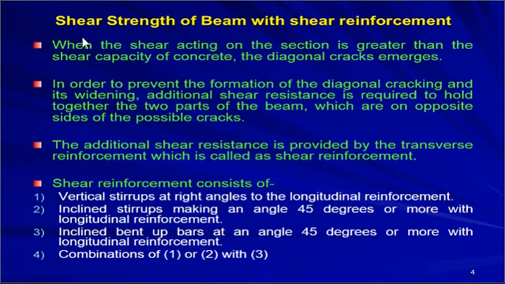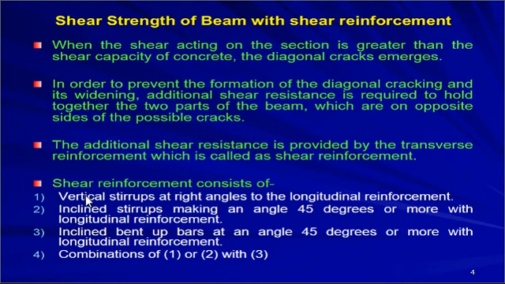Well, so when the shear acting on the section is greater than the shear capacity of the concrete, the diagonal crack emerges. We saw this. In order to prevent the formation of diagonal cracking and its widening, in addition to the earlier three components, that is VC, VA and VD, we need additional resistance, which is required to hold together the two parts of the beam, which are on the opposite sides of the possible cracks. The additional shear resistance is provided by the transverse reinforcement, which is called shear reinforcement. So today we will see how we can provide this shear reinforcement.